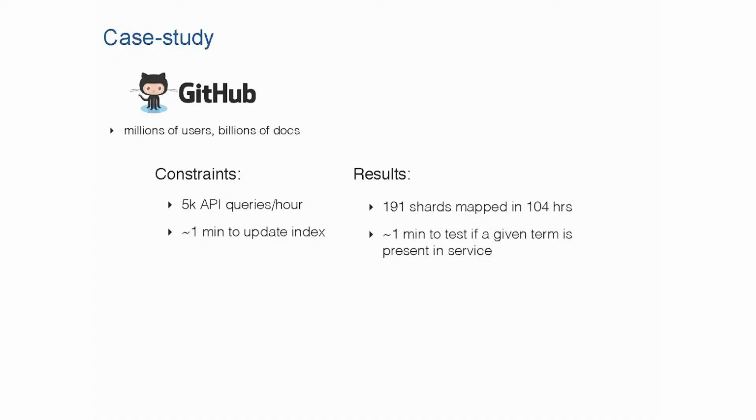As a case study, just to put some numbers on this in GitHub, the constraint for the API was 5,000 queries per account per hour. The index takes a minute to update. The shard mapping phase took a few days. We found they had 191 shards at the time we ran the attack. I think they spin one up occasionally. We did. I don't remember if we ran it again.